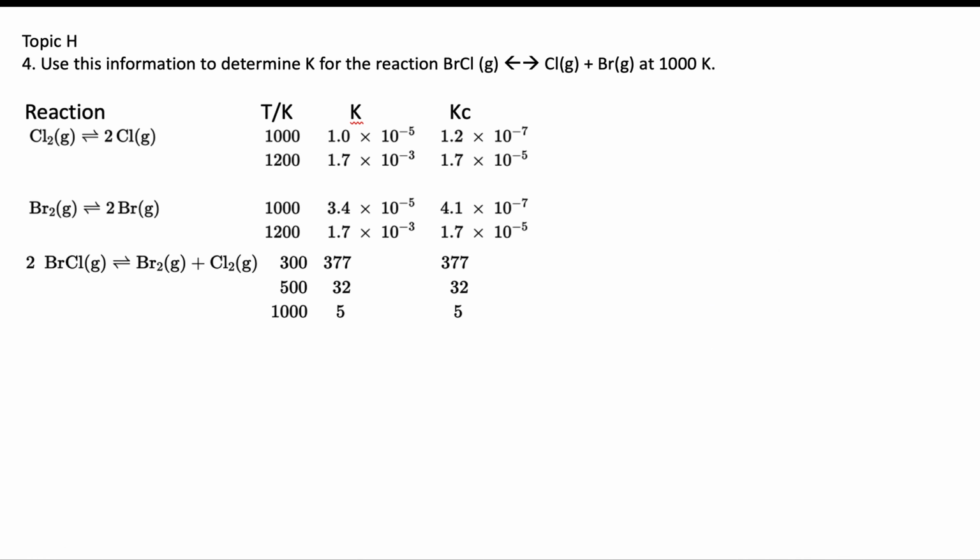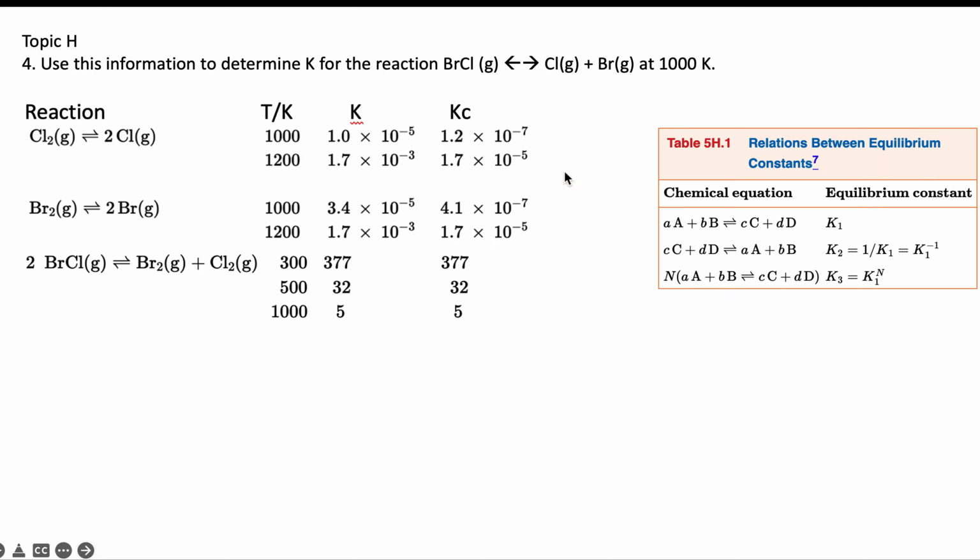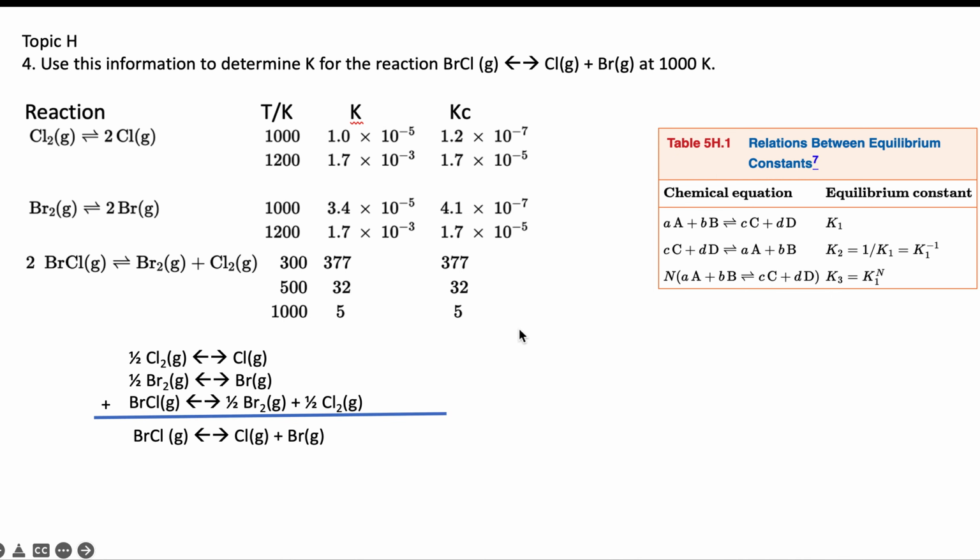This one, we're asked to use information to determine K for a particular reaction. If I look within this one, I'm going to think that I can manipulate any of the reactions that I have, and that would change the equilibrium constant. How would I manipulate them? I want to make it so that when I add together the expressions, it reaches my targeted one.